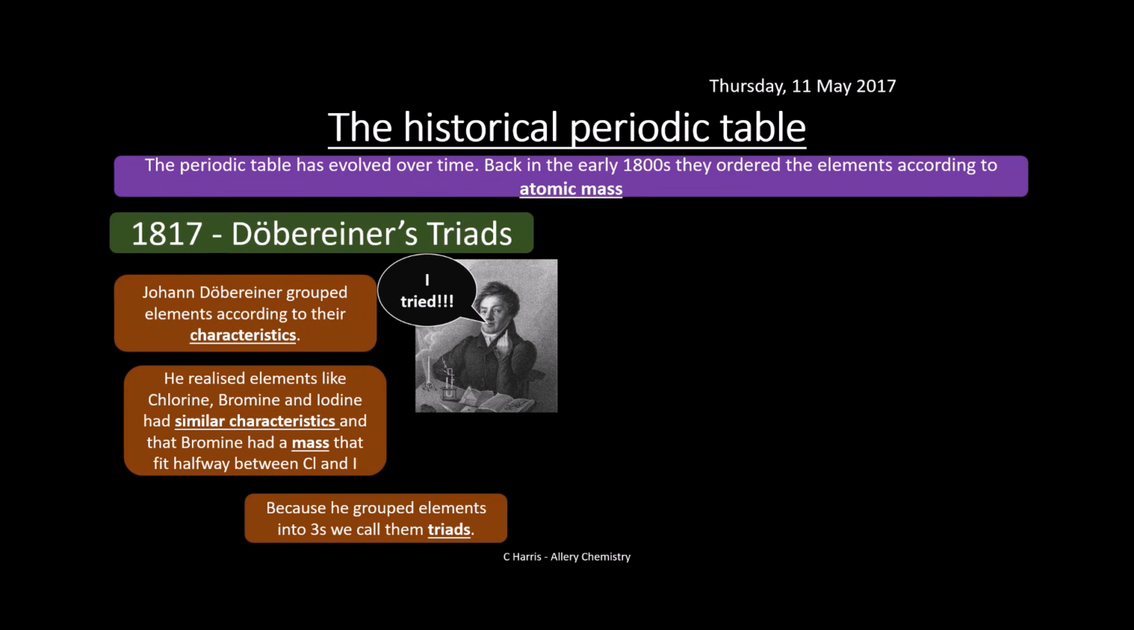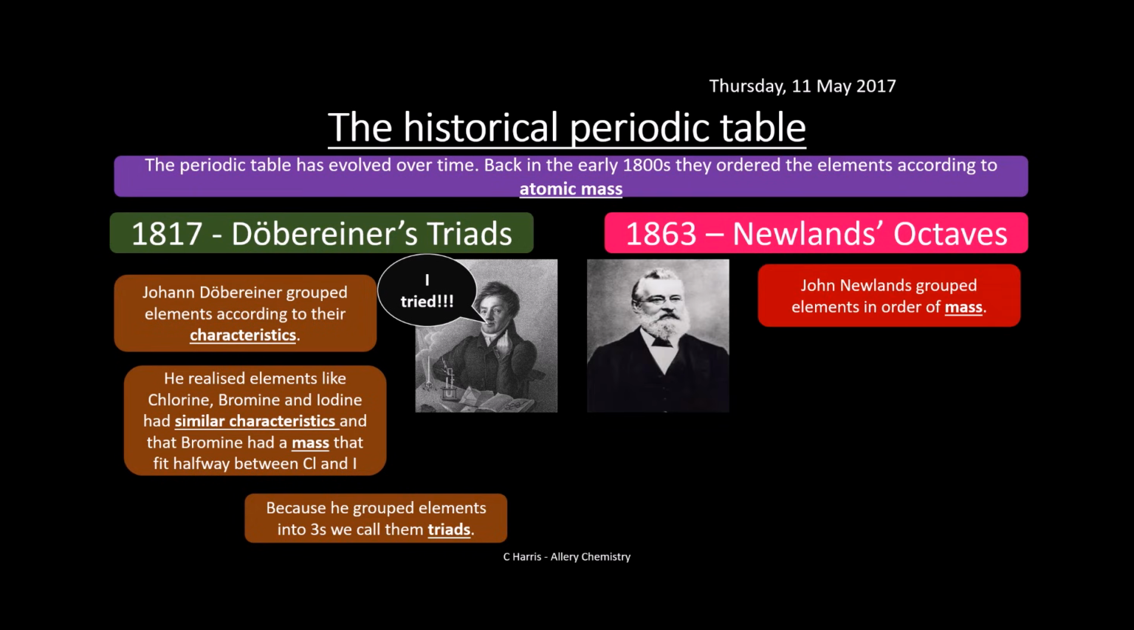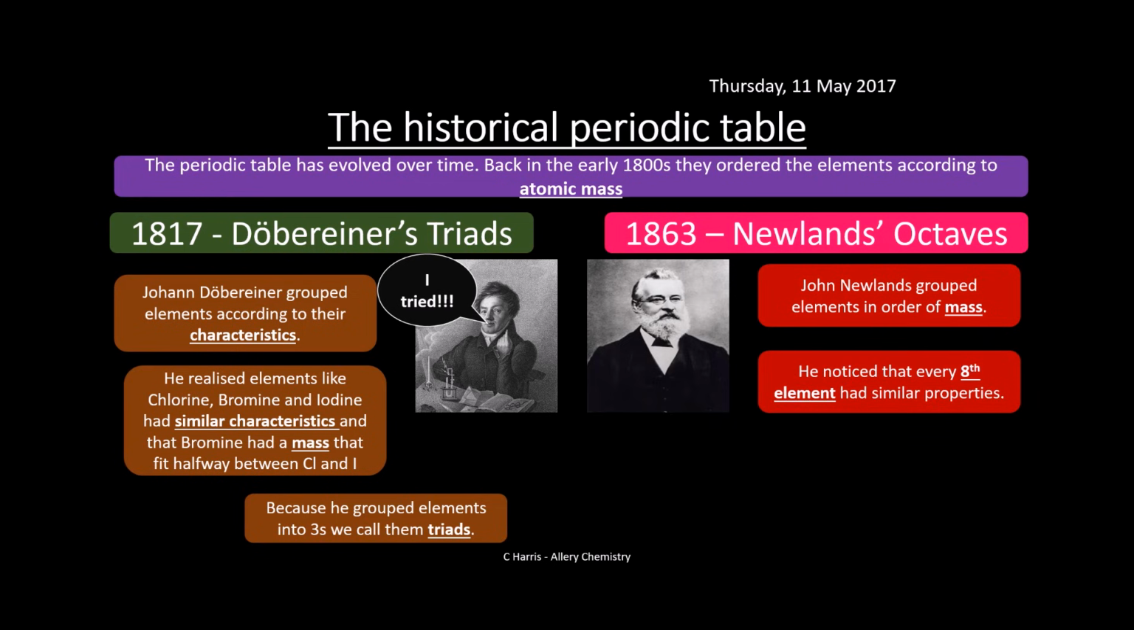He tried. A little bit later on, in 1863, Newlands came up with this rule called octaves. It was John Newlands, and he grouped elements in order of mass. He noticed that every eighth element had a similar property. So actually, that's not bad. We're pretty close to what we have now. He likened the pattern to octaves on a piano, and so he called it the law of octaves.